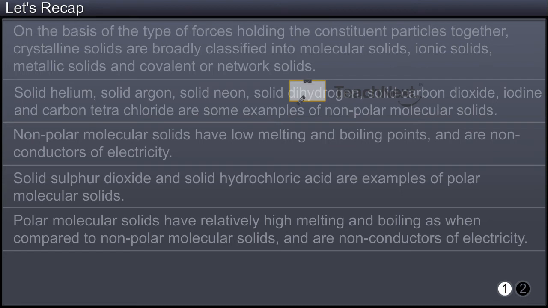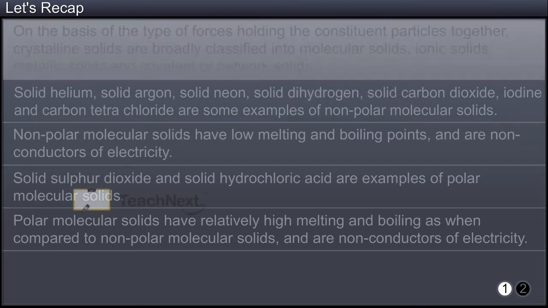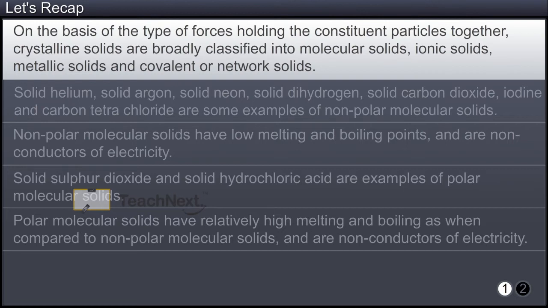You have now reached the end of this module. In this module, you learned that on the basis of the type of forces holding the constituent particles together, crystalline solids are broadly classified into molecular solids, ionic solids, metallic solids, and covalent or network solids.